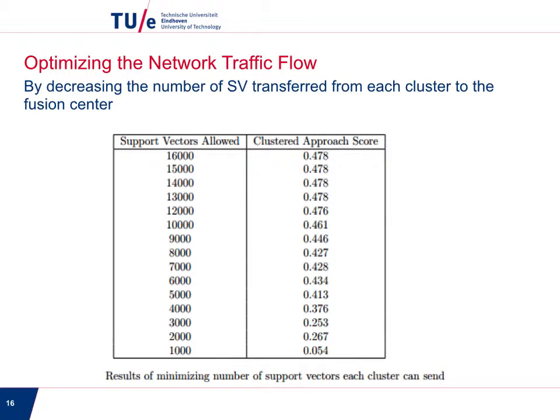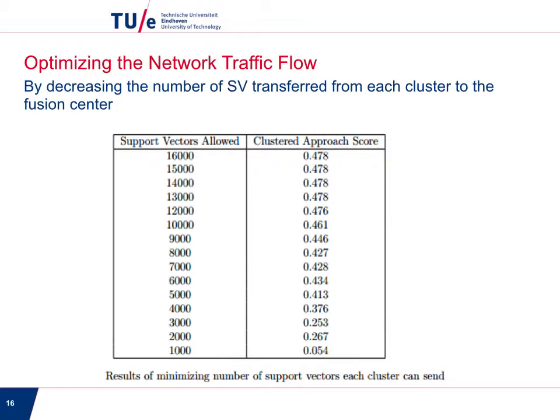So now we see that when we decrease the number of support vectors allowed to about 13,000, the performance is not at all affected. The R-squared score still remains 0.478. This means that every cluster is sending less than 13,000 support vectors to the fusion center.